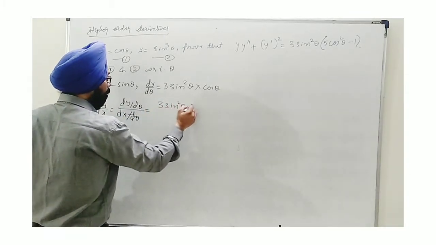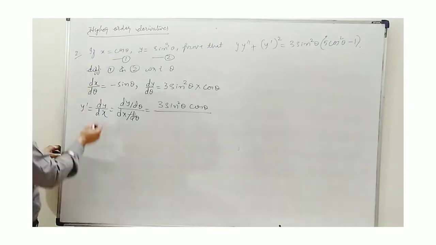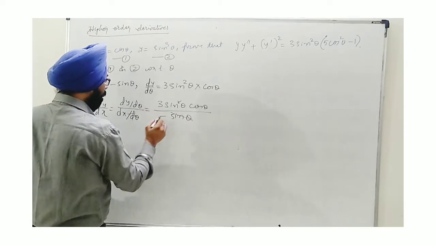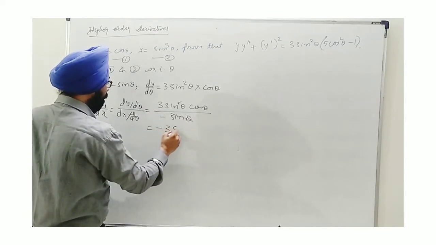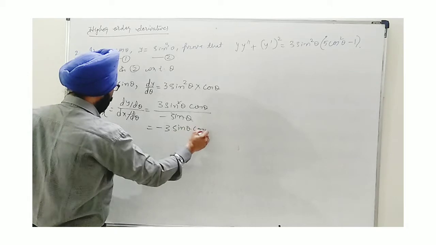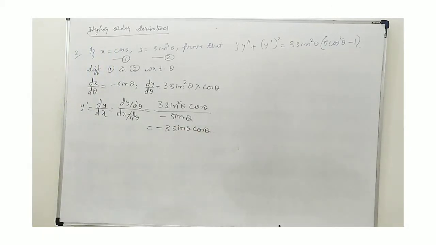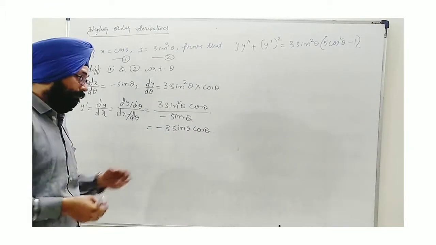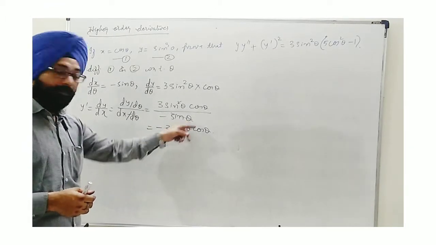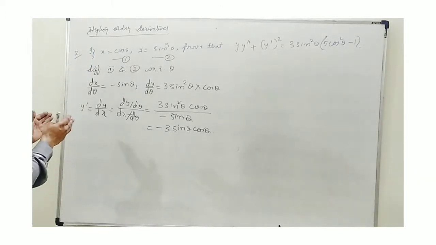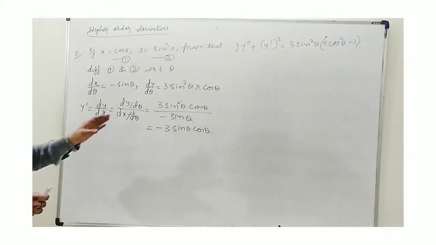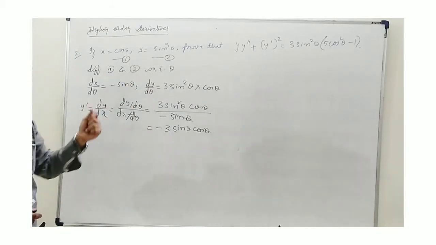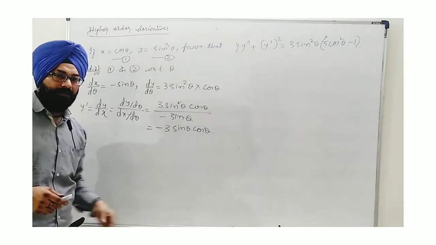We do put in the values. 3 sin square theta cos theta, and in denominator dx by d theta, so we put minus sin theta. Cancelled out, we are left with minus 3 sin theta cos theta. Now for convenience, this sin theta cos theta by the identity of sin 2 theta can be replaced by sin 2 theta by 2. That will become convenient further to differentiate. But here we will move as it is, no change. Why? Because we need some calculation, so I consider we should move ahead as it is.